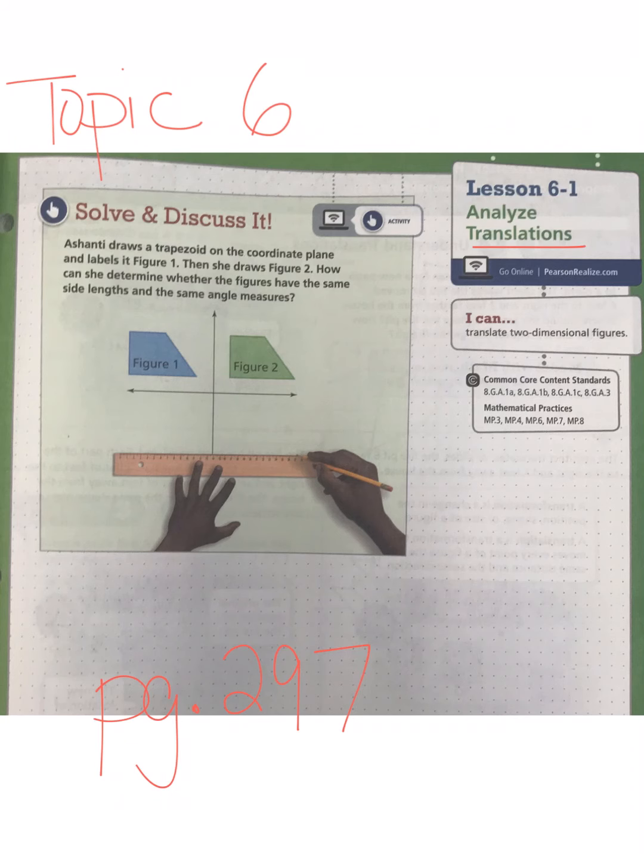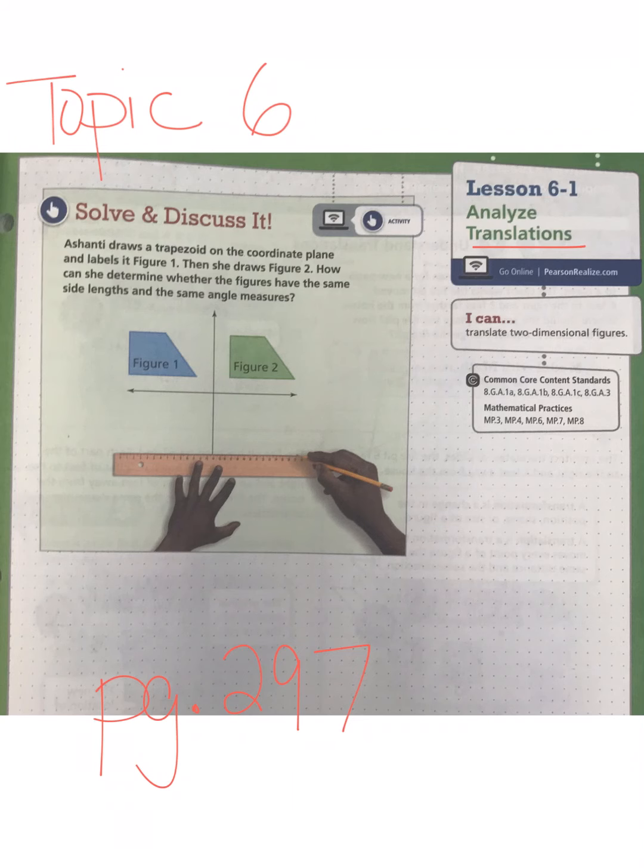We're going to analyze translations. Okay? So let's take a look at this. Ashanti draws a trapezoid on the coordinate plane and labels it figure 1. Then she draws figure 2. How can she determine whether the figures have the same side lengths and the same angle measures? Talk to me about what you think about those figures.